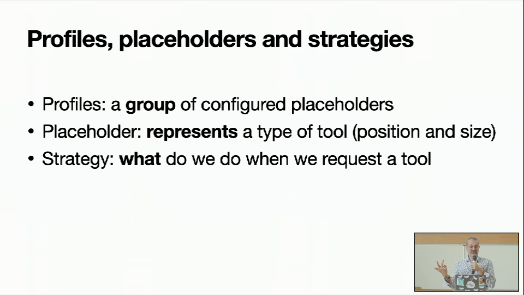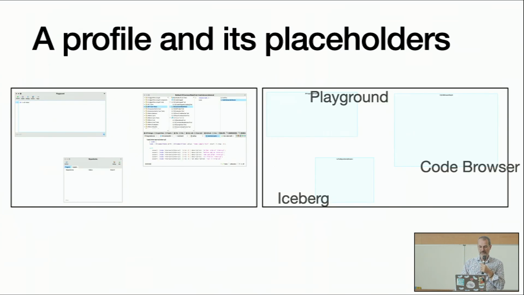So we have 3 concepts. The profiles, because maybe you want one for testing, one for something else. A profile is a group of pre-configured placeholders. A placeholder represents a type of tool. You will have a placeholder for a class browser, a placeholder for the test runner, and these kinds of things. And then you have a strategy. The strategy is what we do when we request a new tool. I will show you that. So basically, a profile where you have a playground, Iceberg, a code browser.